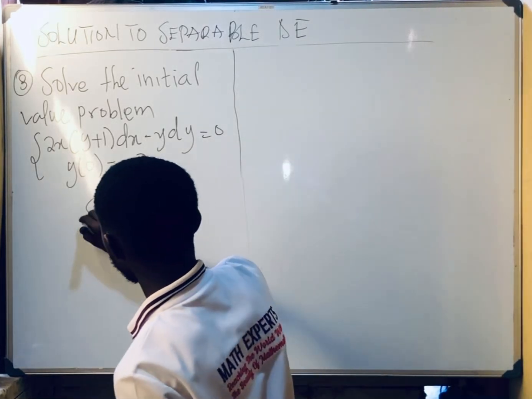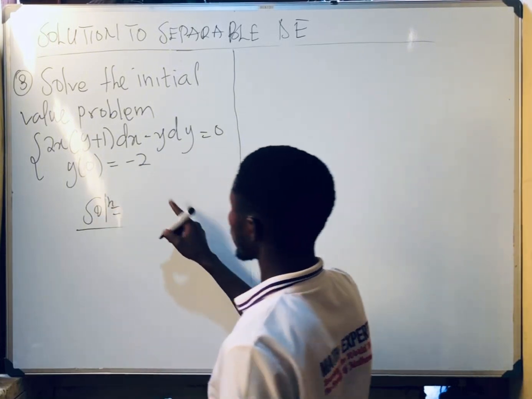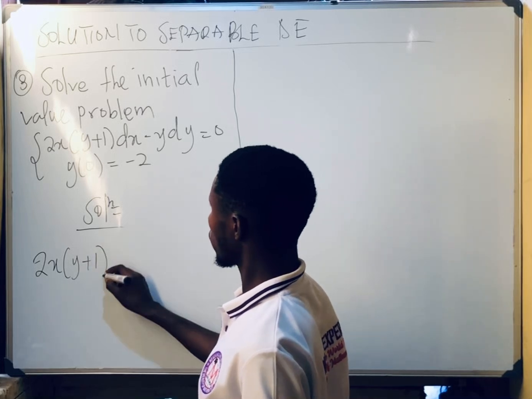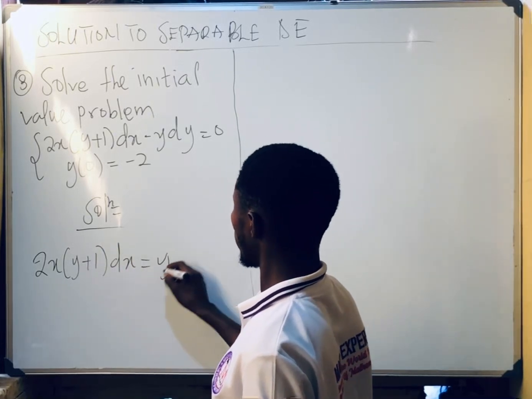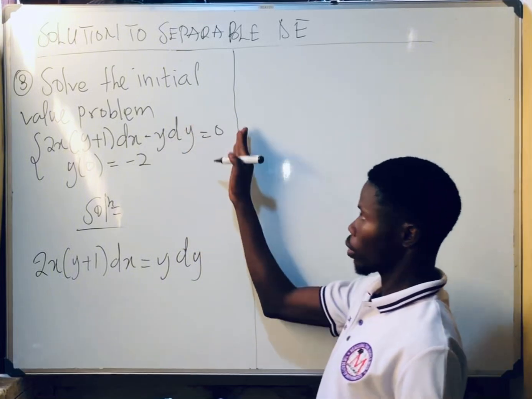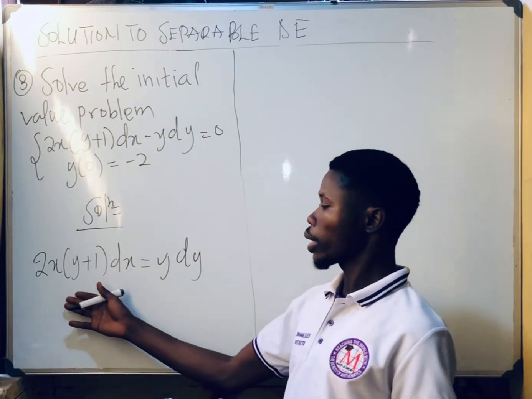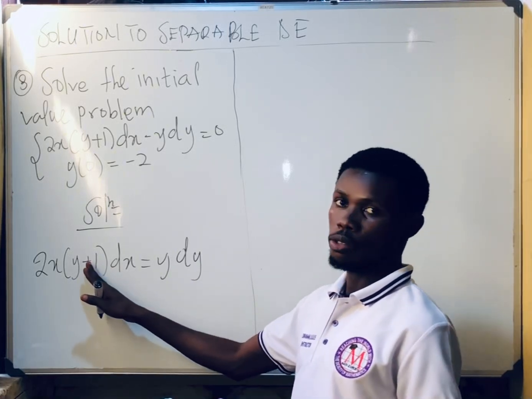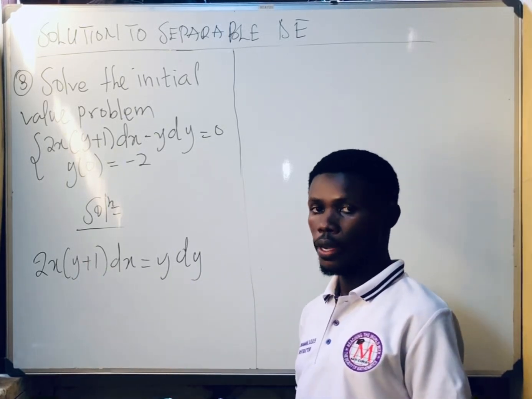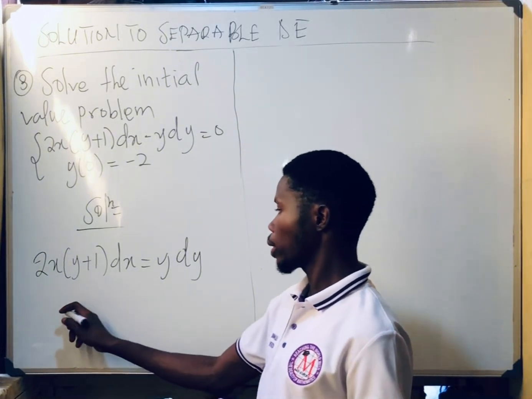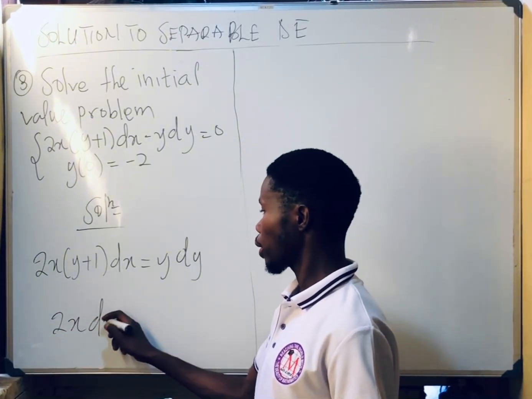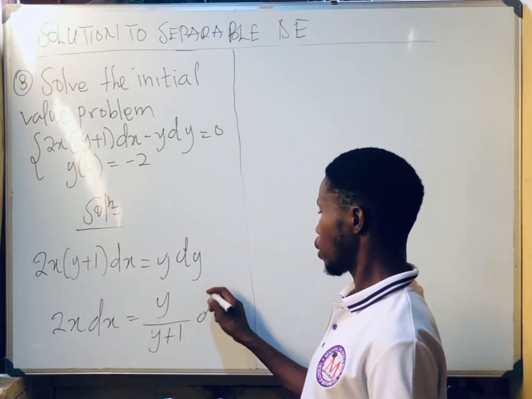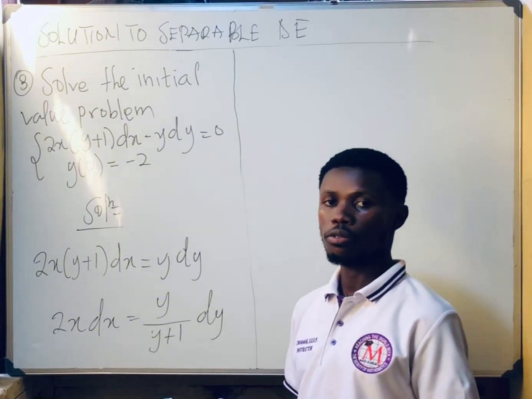So we have 2x(y plus 1) dx equals y dy. I just send this one to the other side. So dividing both sides, you realize that y plus 1 is here and y is here. So all I need to do is just send this one to this place by dividing both sides by y plus 1. So when you do that, you're going to have 2x dx equals y over y plus 1 dy. This is what we have.